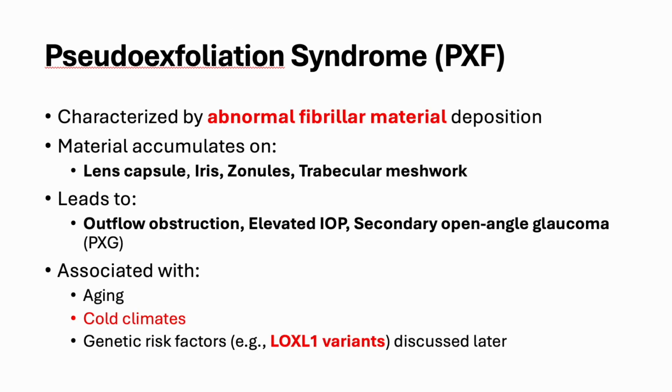Pseudoexfoliation syndrome is characterized by the abnormal deposition of fibrillar material, which accumulates on the lens capsule, iris, zonules, and trabecular meshwork. This leads to outflow obstruction, elevated IOP, and secondary open-angle glaucoma known as PXG. Risk factors include aging, cold climates, and genetic predispositions, notably LOXL1 gene variants.